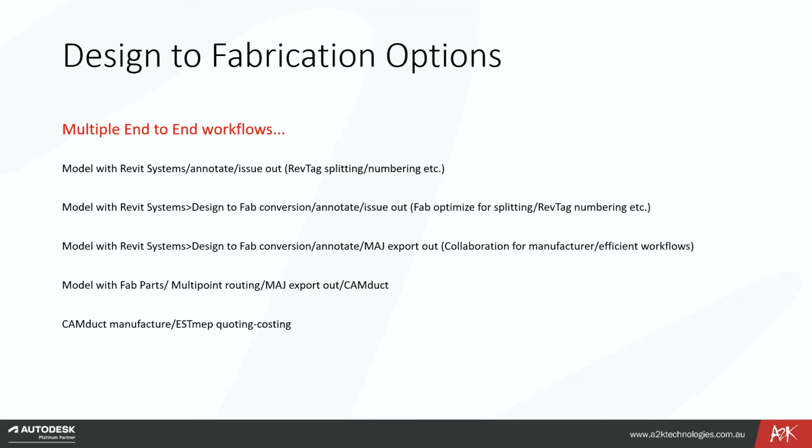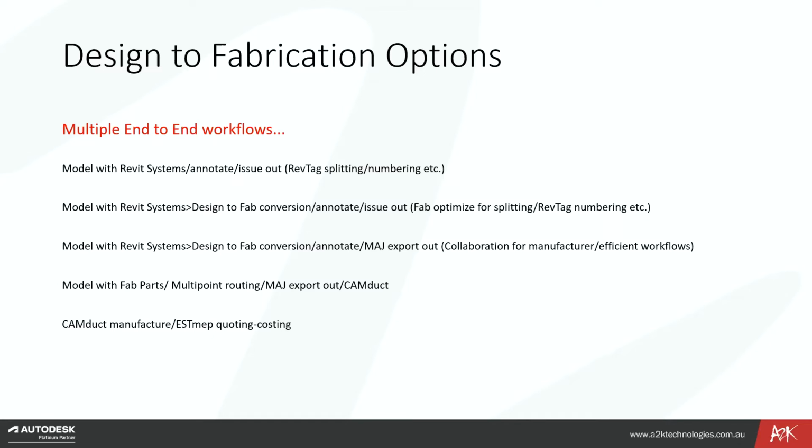Yeah, thanks, Brendan. So there's a number of opportunities which enable you, if you're working in the Revit environment, to export your fabrication files after you've converted from Revit systems to fabrication services. By nature of an MAJ, it's the file format which enables you to pass your files across to a duct fabricator, and then they get the ability to manufacture from that file.